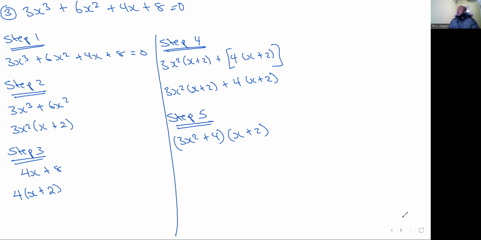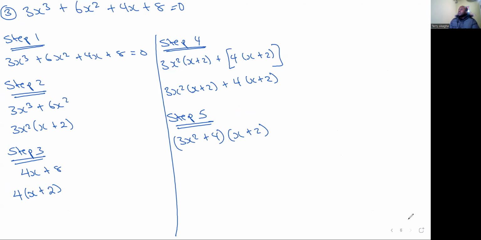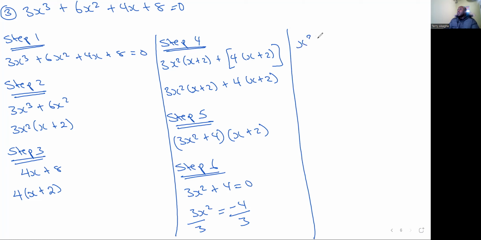Okay, so one of them is a quadratic equation. So step 6, we have to then factorize the quadratic equation as we normally would have done. Okay, so now we have 3x squared plus 4. Are you seeing it? So you take this to the other side, equal to 0. So we have 3x squared is equal to minus 4. Divide both sides by what? By 3. And you now have x squared is equal to minus 4 over 3.